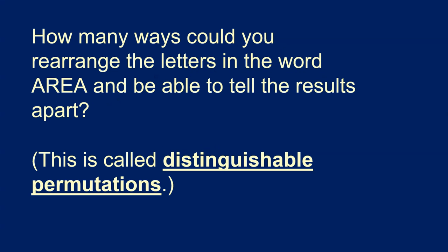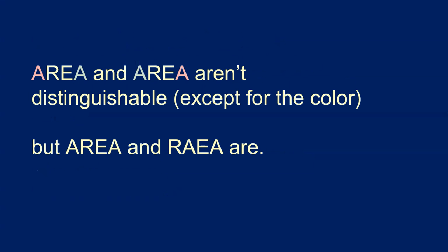There is, however, a little bit different kind of question that you can sometimes be asked too, which looks like this. It says, how many ways could you rearrange the letters in the word area and be able to tell those results apart? It's what we call distinguishable permutations. And the thing that makes this different from the other examples is this time there's 2 different A's that come up in the same word.